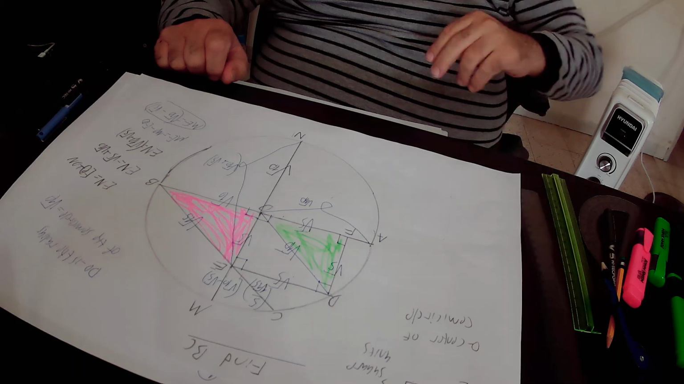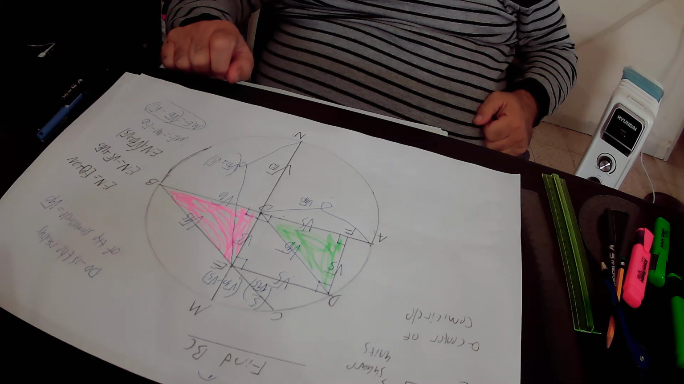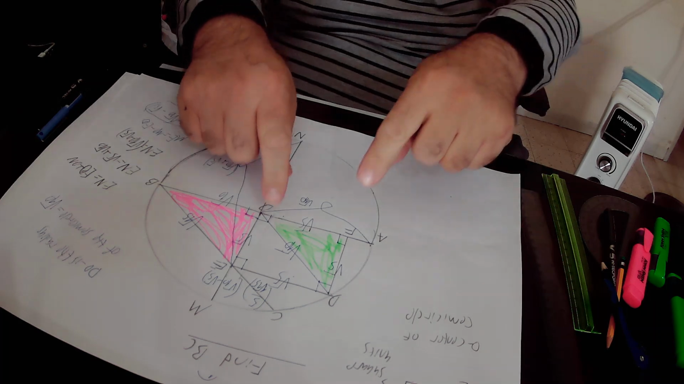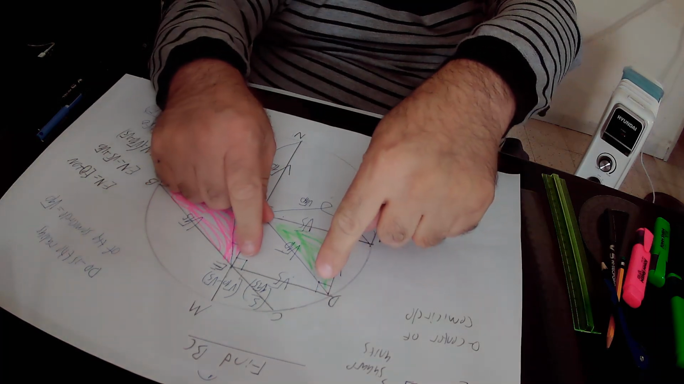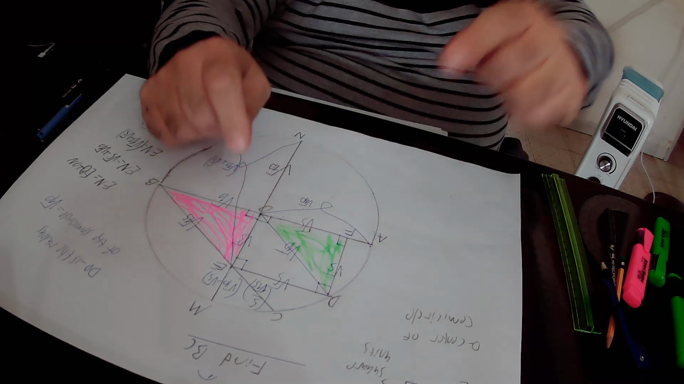So first of all, we know that all the angles inside the square are right angles, therefore those 4 angles inside the square DEOF are all right angles.